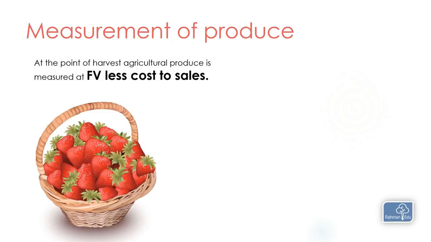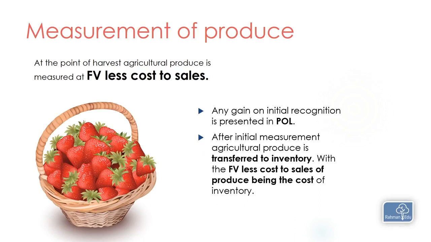Now let's check how to measure agricultural produce. Well, at the point of harvest, agricultural produce is measured at fair value less cost to sell. And any gain or loss on initial recognition is presented in profit or loss, like a biological asset. Remember, fair value less cost to sell. Well, and after initial measurement, this agricultural produce will be transferred to inventory, and then IAS 2 principles will be applied. And IAS 2 also requires inventory to have a cost, so the fair value less cost to sell of the agricultural produce should be considered as deemed cost of that inventory.